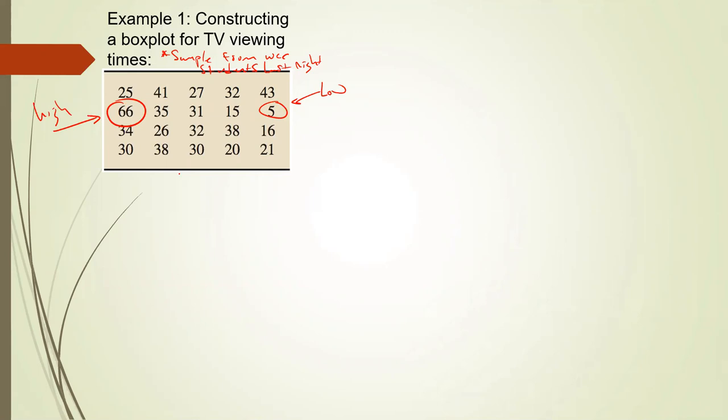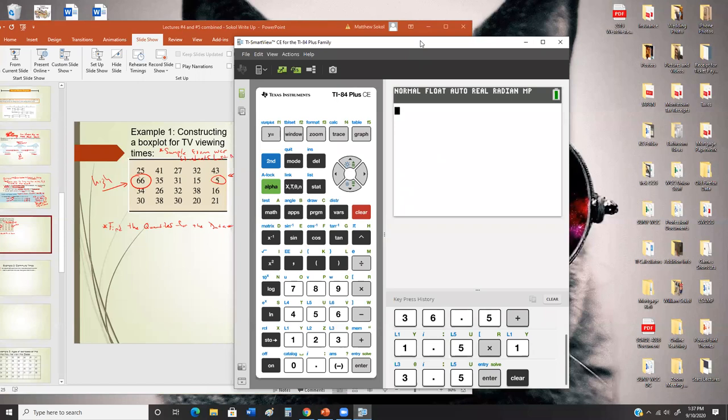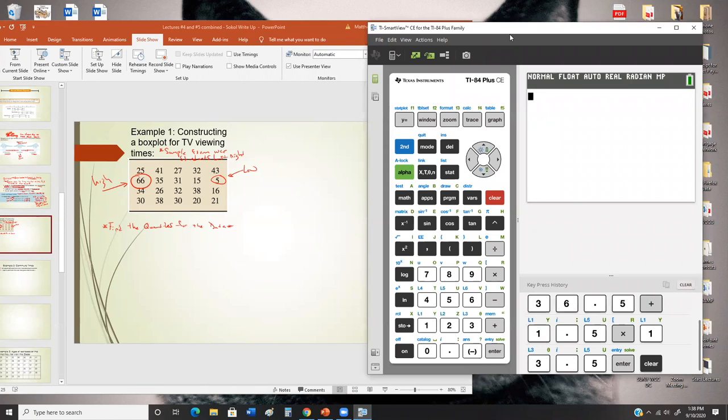So you'll get a data set like this, and the first question might be something like this. Find the quartiles for the data. All right, so if you were to do this by hand, you would arrange all this data from lowest to highest and then go do it by hand, and it sounds terrible. Okay, so what I'm actually going to show you now is how to use your graphing calculator for this. Can everybody see my graphing calculator here on the screen now? Yes. Okay, thank you.